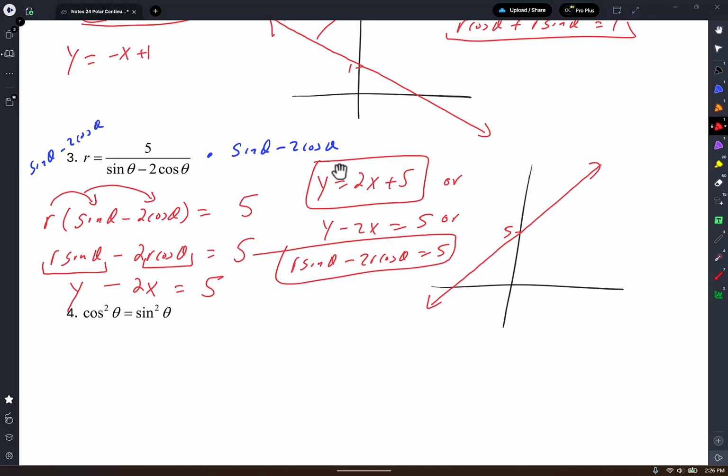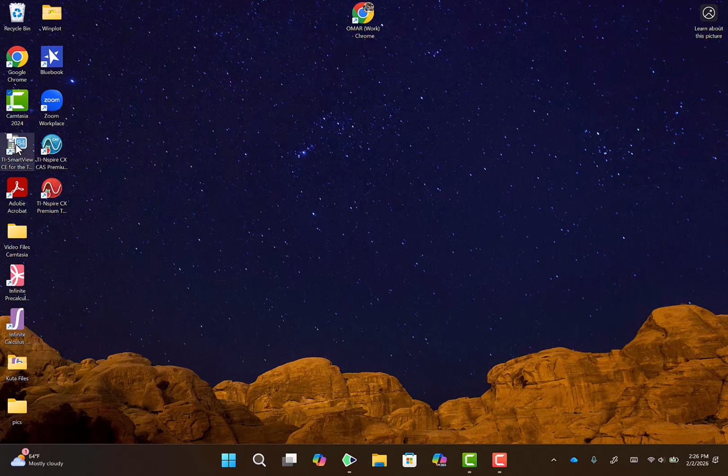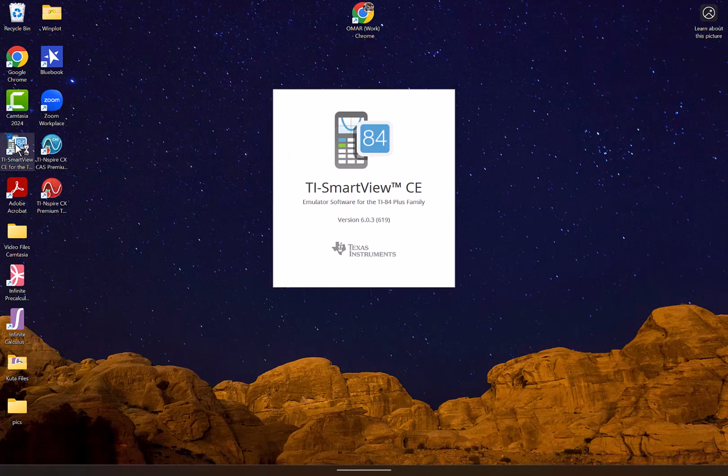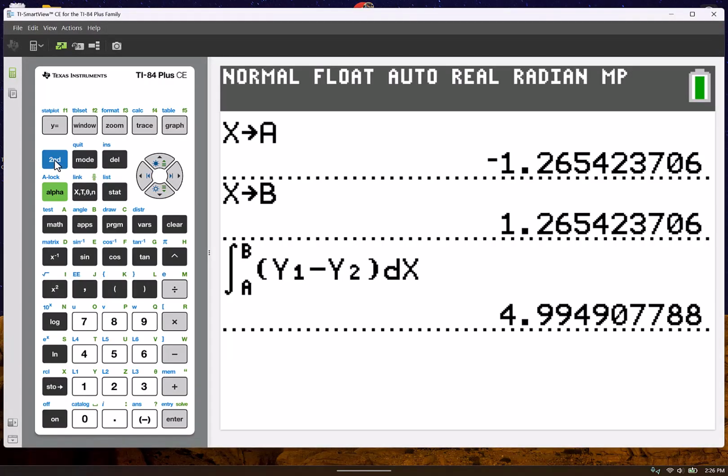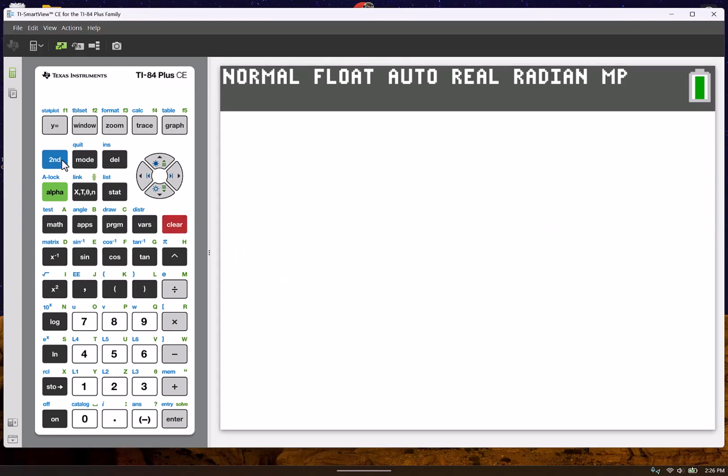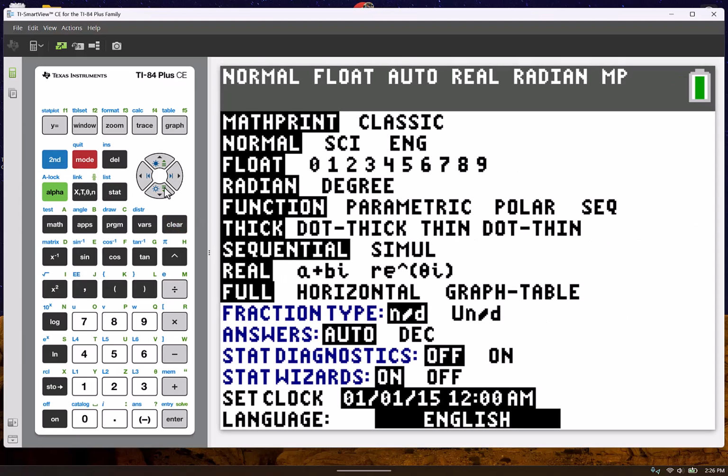I was going to ask you guys if you wanted to see this in the calculator or not. Do you guys want to? Yes. Okay. Look, here's my calculator, just so you guys can see it. I'm going to change my mode to polar mode, so I'm going to clear it, and go to Mode.